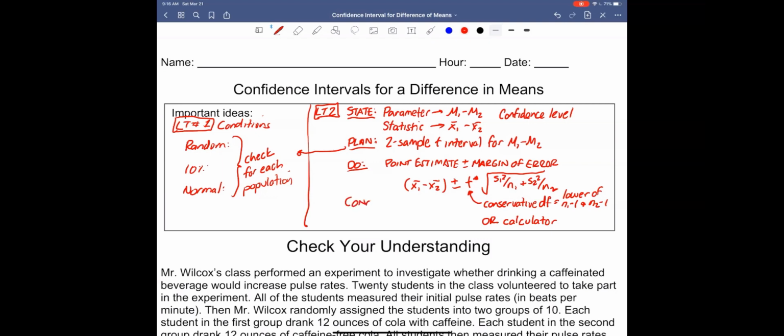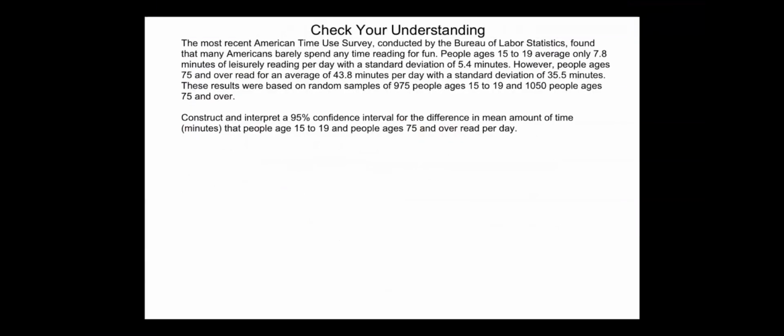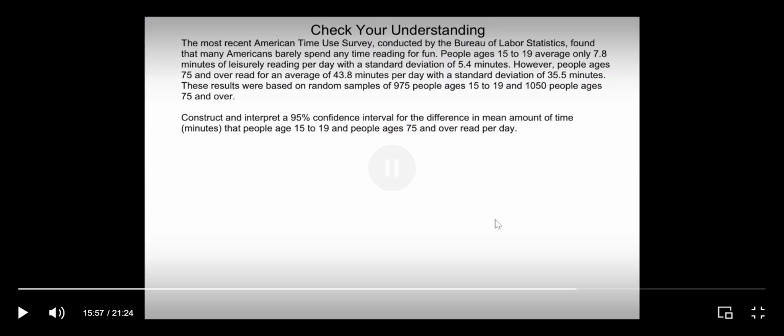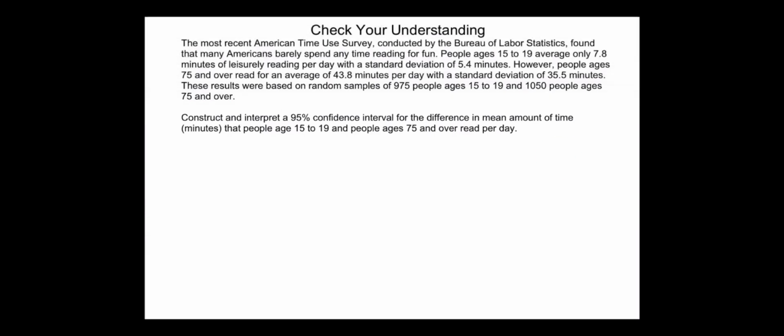And then finally, to conclude, hopefully at this point in the year, you're very comfortable making a conclusion for a confidence interval. Now that we've completed the important ideas, let's go ahead and try this check your understanding problem on your own here. It is going to be a confidence interval for difference in means, and I'd like you to use the full 4-step process here. So go ahead and try this on your own and then come back here to check your answers.